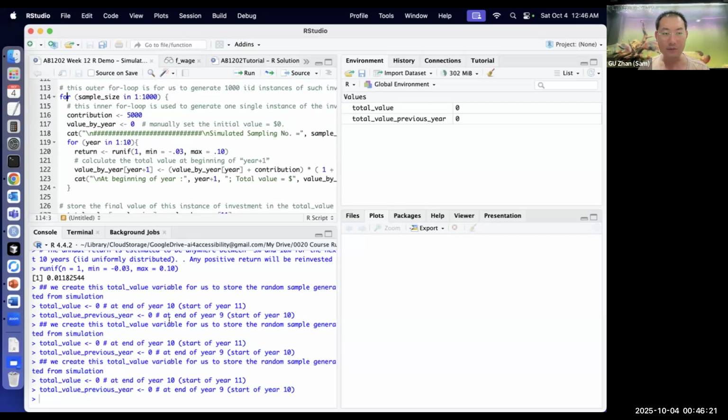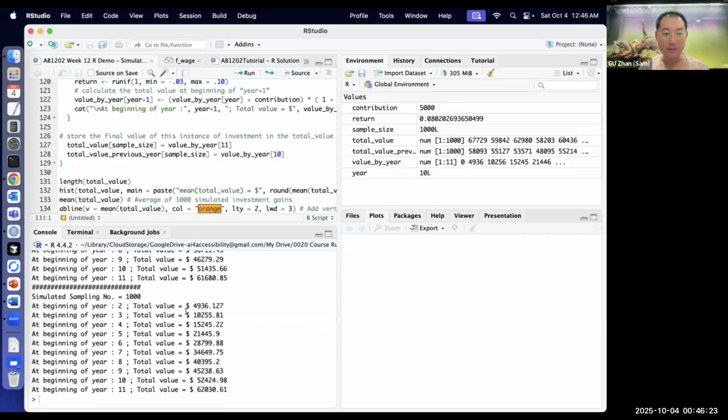So let's run this for loop. After running this for loop, there's a lot of debug information that I have inserted into it. It is showing that on the last sample, the 1,000th sample, at the beginning of year 2, what is the total value? Because every year you get $5,000, right? But this one shows on year 2, you actually had a loss, because the return rate can be -3 to plus 10%, right?